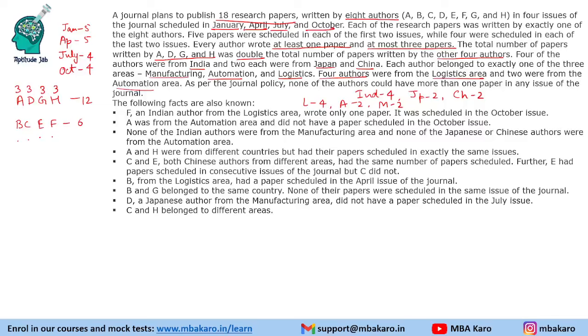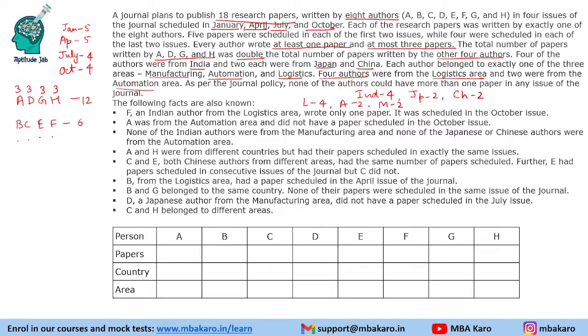So we will use these data points and the conditions given over here to fill in a table like this: how many papers each person published, which country they belong to, and which area they are experts in, and also the papers written in different months, like in January who all wrote the papers, April who wrote the papers, then July who wrote the papers, and October who are the people writing the papers. So first let us put ADGH, which is 3 each, and then we will find this information. Let's start with the first point.